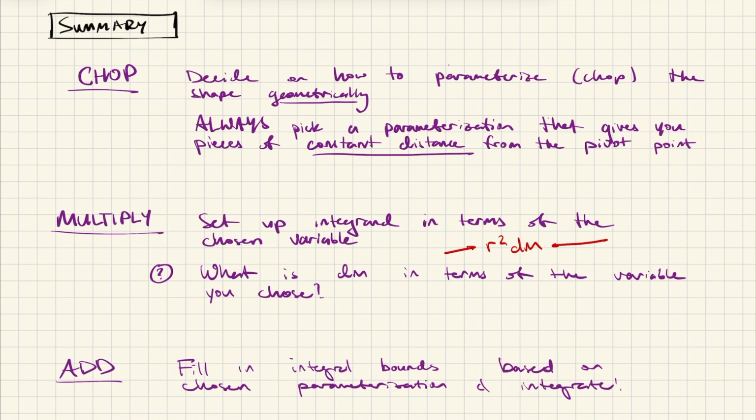And finally, once you have this r squared dm chosen correctly, the last thing you need to do is just add up the actual contributions to the moment of inertia, or in other words, you can just fill in the integral bounds, plug in your integrand, and evaluate. If you find that something is missing here, it likely means your choice of parameterization variable is the wrong one, or there's another detail you missed. One thing to pay attention to here is making sure that you have the correct density relationship so that you can get the correct relationship between dm and whatever geometric parameter you chose.